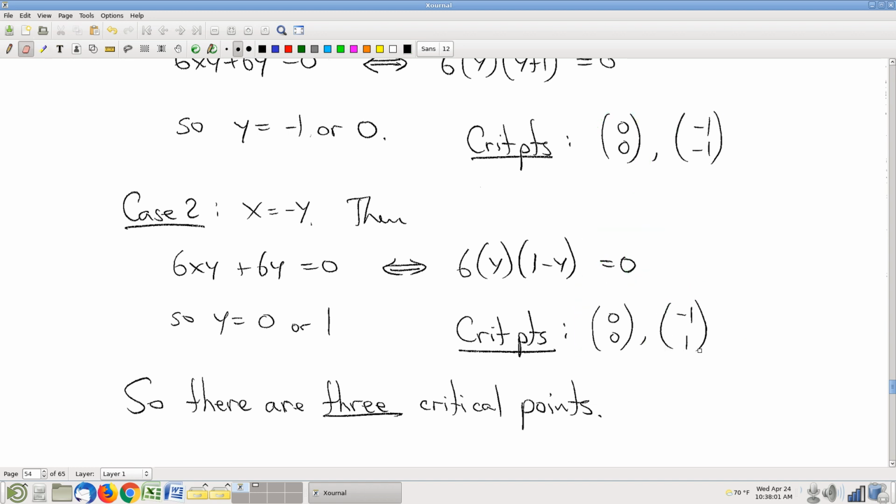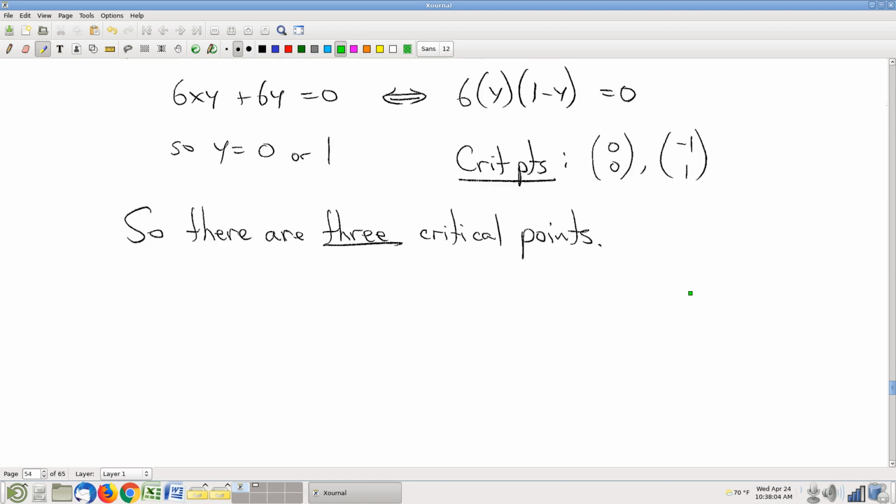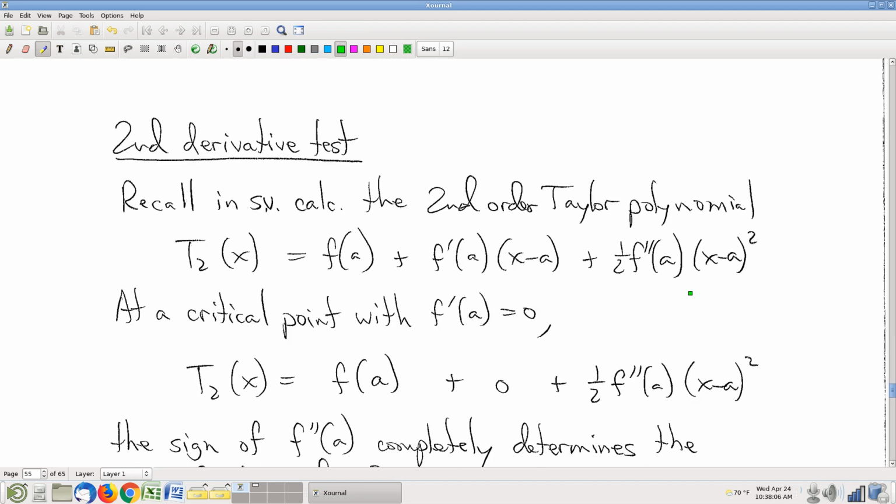Okay. All right, so I want to talk about the second derivative test. You all remember the second derivative test from Calc 1. And it's a classification tool if you found critical points, and how do you decide? Is this a local max or is it a local min?